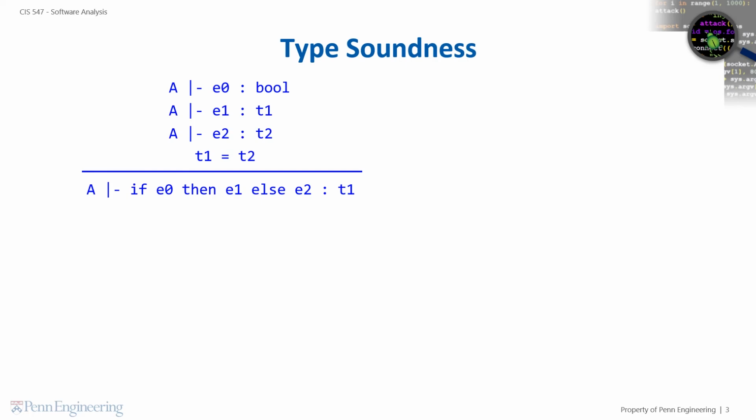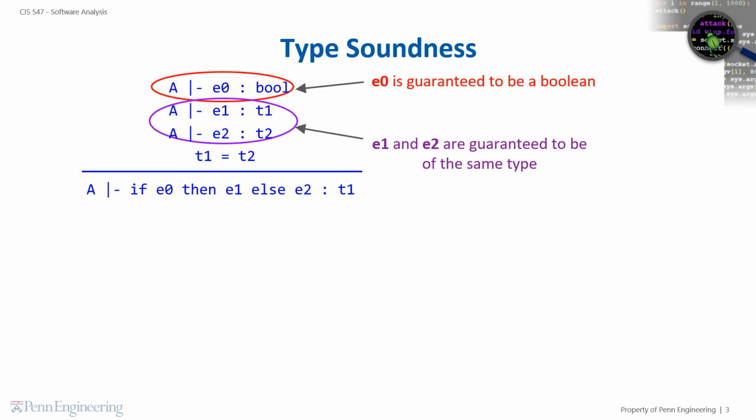If we can successfully type the if-then-else statement, then the first hypothesis in the rule guarantees that E0 will be a Boolean. The latter hypothesis and side condition guarantee that E1 and E2 will be of the same type. These sorts of guarantees are characteristic of sound type systems.